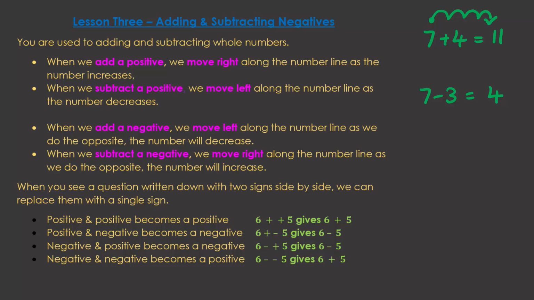When we subtract a positive, we move left along the number line as the number decreases. So here we would anchor ourselves at 7, and because we're taking away 3, we would just move 3 places to the left.